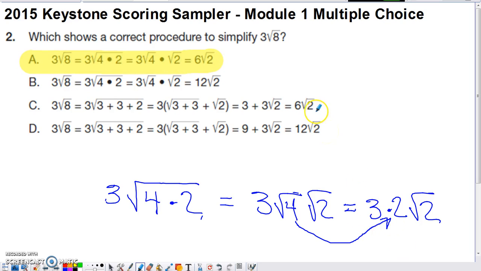So the tricky thing would have to be, hey, this is the right answer, but these steps definitely aren't right. This simplification process is always going to involve breaking it up with multiplication, not breaking it up with addition.